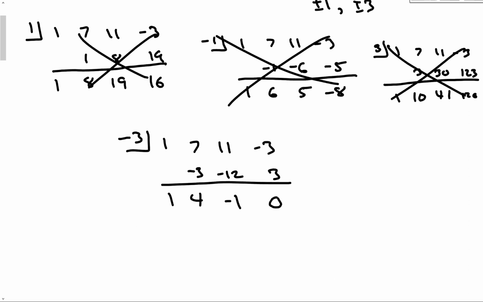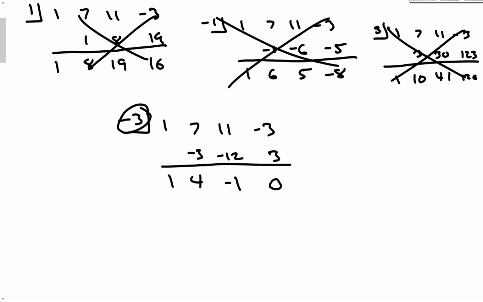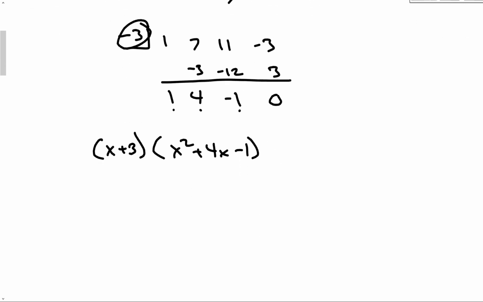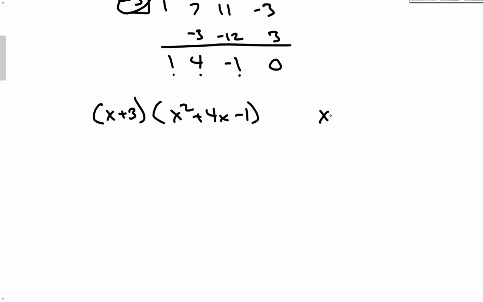So my first factor that works was x plus 3. My second left over is x squared plus 4x minus 1. But there's a problem here. There are no factors of 1 that subtract to give me 4. Because this doesn't factor, we must now resort to the quadratic formula.